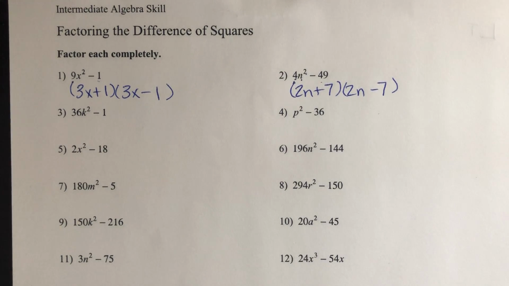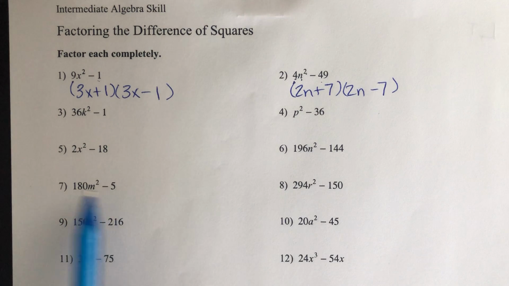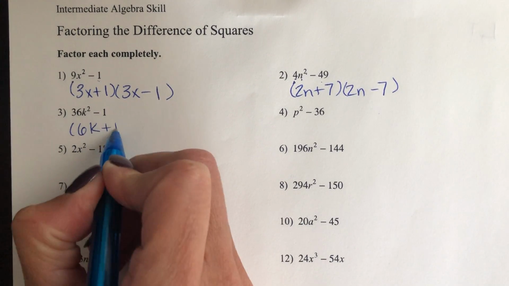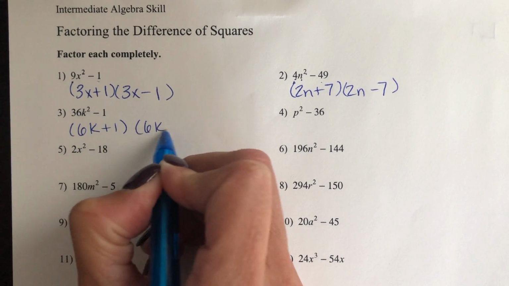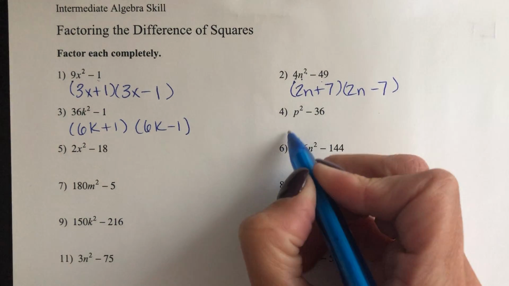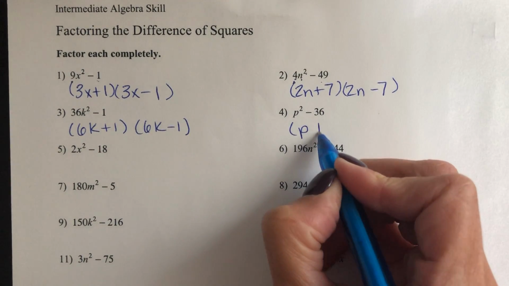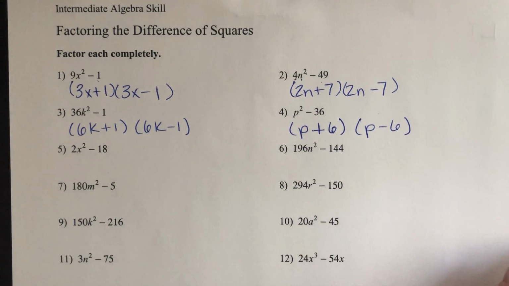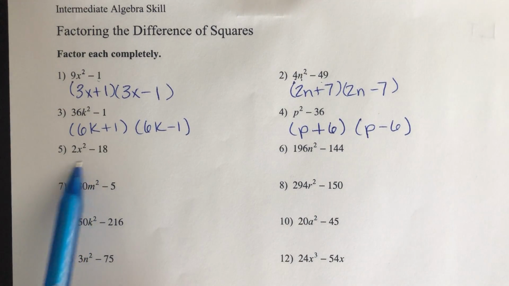All right, go ahead and pause the video, and I want you to try these next 4 on your own. All right, so hopefully you had a chance to try those on your own. Here's the answer here. This one, 6k plus 1, 6k minus 1. This one would be p plus 6, and then p minus 6. Number 5 has a GCF.